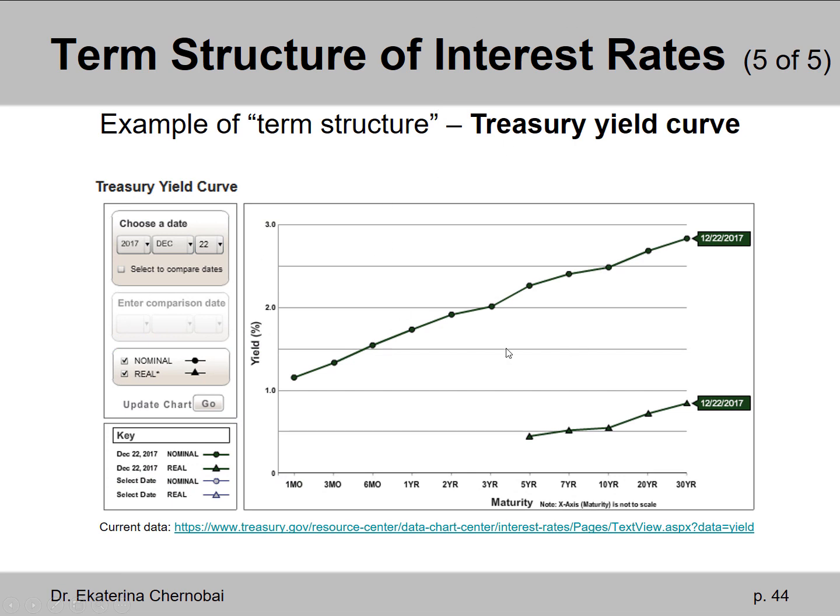And here we see an example of term structure of interest rates for federal government bonds. On the horizontal axis we see 1 month, 3 months, 5 years, 10 years, 30 years. That's time to maturity, right? And on the vertical axis we have yield in percent. That's the yield to maturity. That's the nominal interest rate for bonds with different maturity. The line slopes up, which means it's an upward sloping term structure.